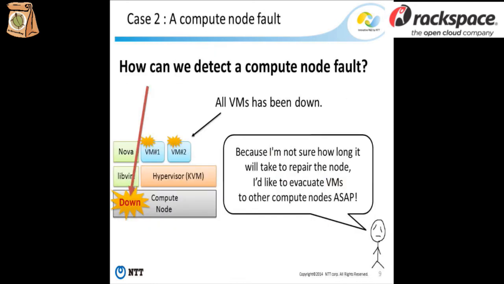Case 2 is the case where a compute node fault has occurred. Since a compute node has been down, all VMs have been down too. When the fault occurred, the operator cannot yet be sure how long it will take to repair the node. Therefore, the VMs should be evacuated as soon as possible.